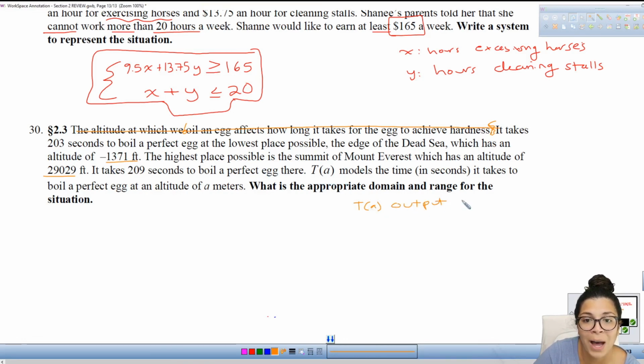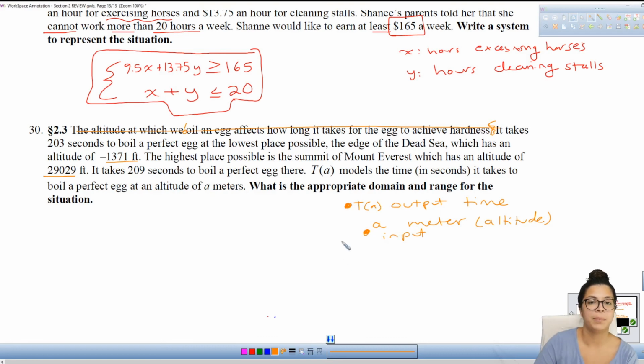That is the Y value, models the time that it takes to boil a perfect egg at an altitude A, which is in meters. So the input A is meters, which is measuring the altitude. So the input measures the altitude and the output measures the time. So the time is in seconds and the altitude is in meters. Okay, great. So the question is, what is the appropriate domain and range for the situation?